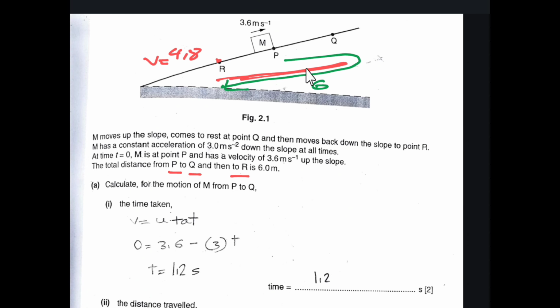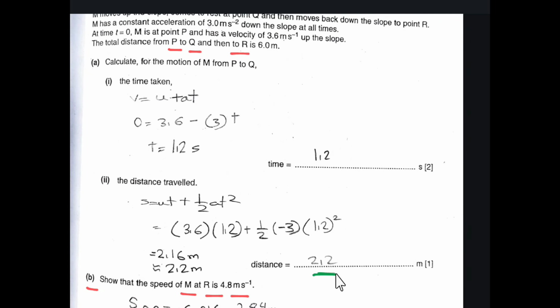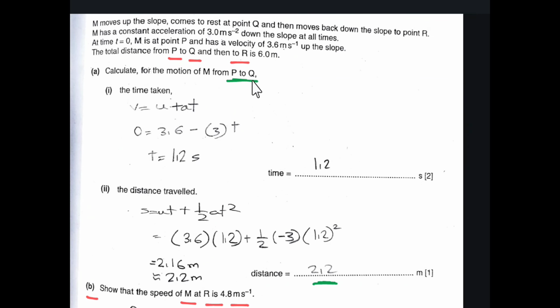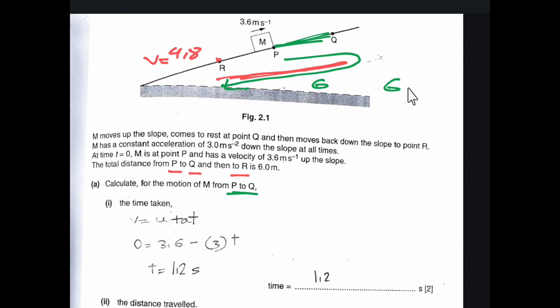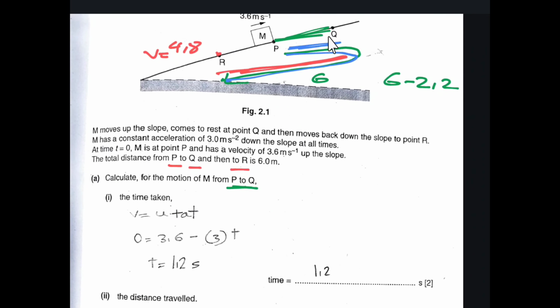So what is the distance from Q to R? That is the total distance minus the distance PQ. We know the distance from P to point Q is 2.2 meter, so the distance from Q to R would be 6 minus 2.2. We know the distance QR, and we know that the initial speed, that means at point Q, is 0.